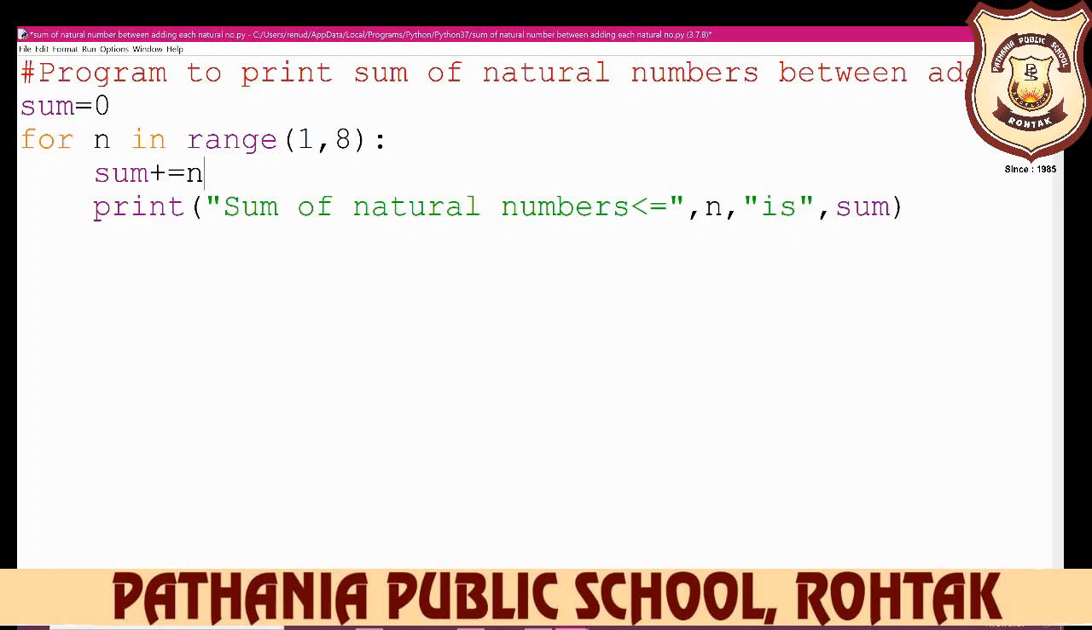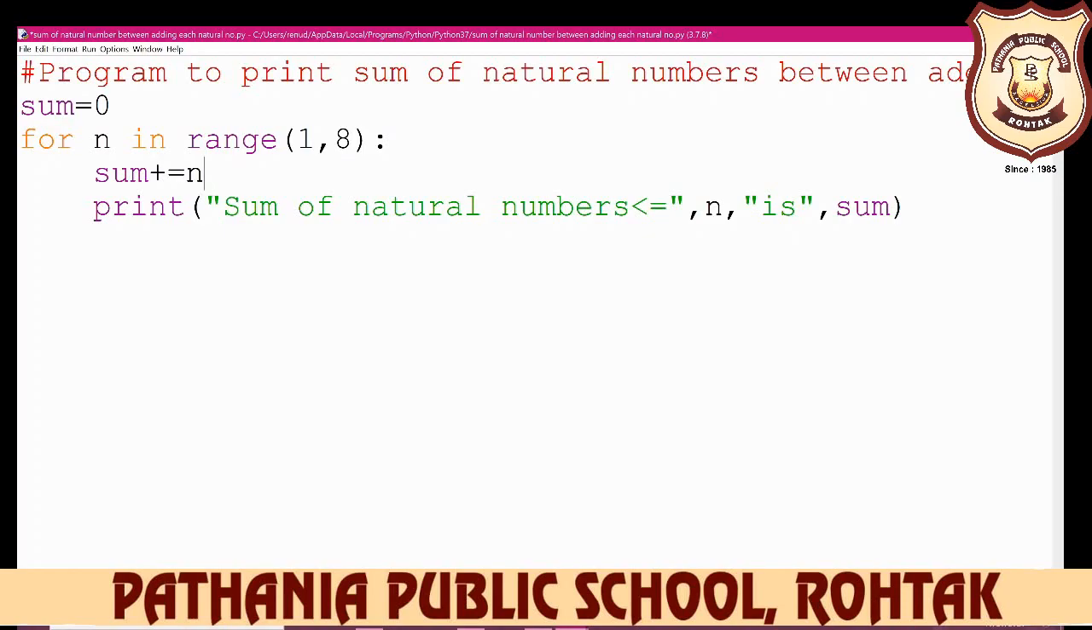If you want to display the sum of 1 to 8, then you write 9 here. But if you want to display the sum of 1 to 7, then you write 1 comma 8. 1 is your lower limit, the starting value, and 8 is the upper value. And always in the range function, you know, it is upper minus 1. So the sum of the numbers 1 to 7 will be displayed. So here we take 1 to 7.